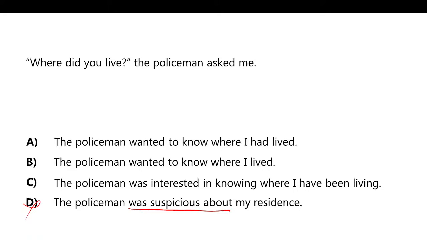That is in direct speech, and you have to convert it into indirect speech. The policeman asked where I lived, or otherwise, he wanted to know where I lived. Direct to indirect conversion. Option B.